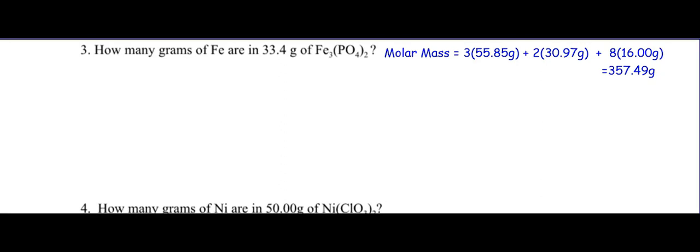So now what? We want to find out how many grams of iron there are. So there are 2 ways to do this, all right? So the first way is let's use percent composition, okay? So let's find the percent iron. Go ahead and find percent iron. You have everything you need to know. Go ahead and do that. Pause this.